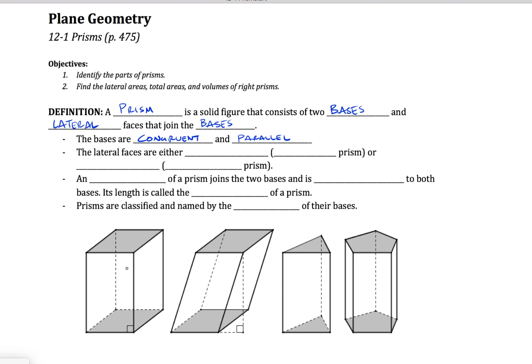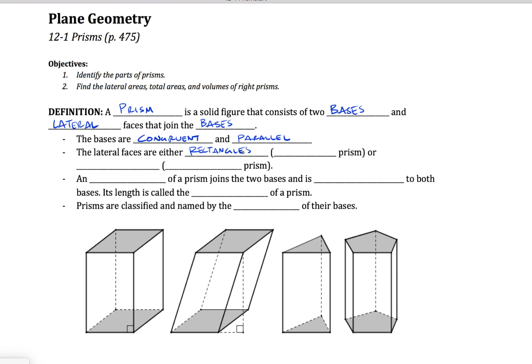Now the lateral faces would be the white parts of each one of these prisms, right? Those are called the lateral faces. They're basically any part of a prism that's not a base. Those are the lateral faces. And if you look at the shapes of them, you'll notice that like in this prism, as well as these last two, those lateral faces are going to be rectangles.